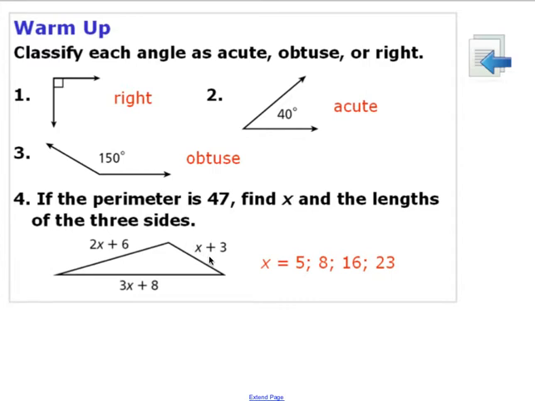In number 4, it tells us the perimeter is 47, and we want to find x and the lengths of the three sides. So in order to find x, I add up my sides, 2x plus 6, x plus 3, and 3x plus 8. I set it equal to 47, and then I solve for x. I get x equals 5, and then I plug x into each of the side lengths, and I find that my side lengths are 8, 16, and 23.